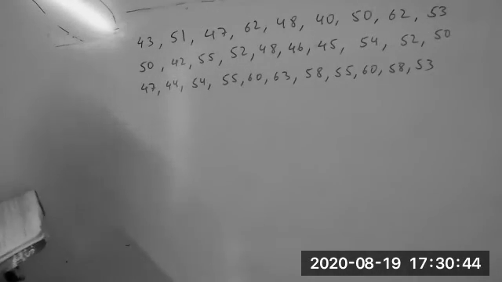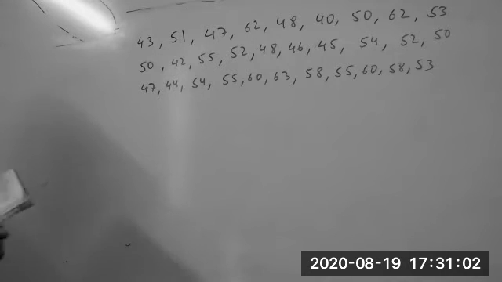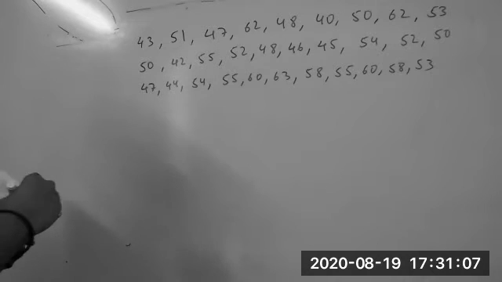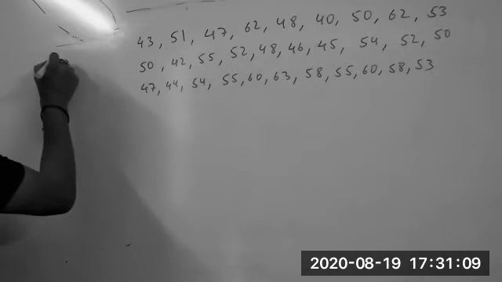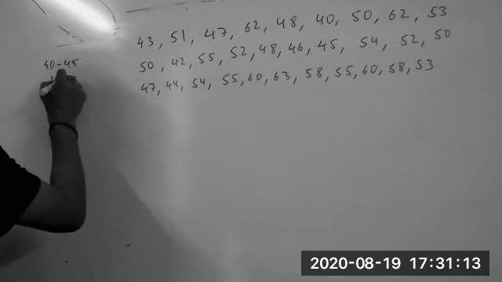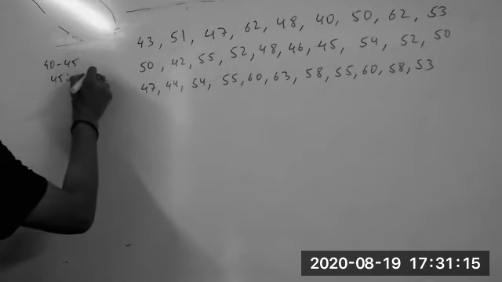Tell me everything. Frequency, tally, class interval, class marks. Class size, lower limit, upper limit. One class I will tell you: 40 to 45, and 45 is not included.